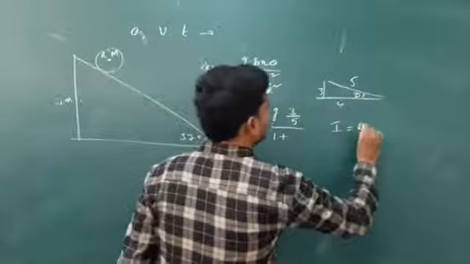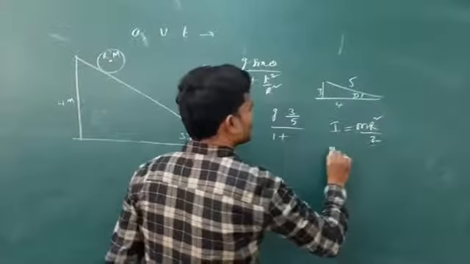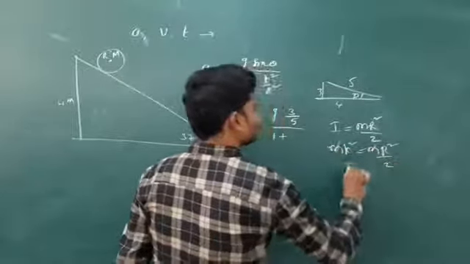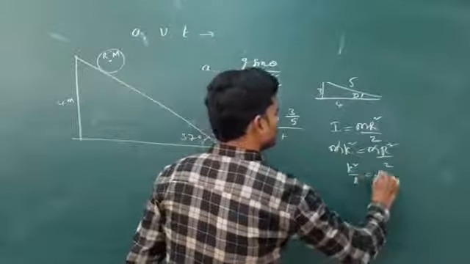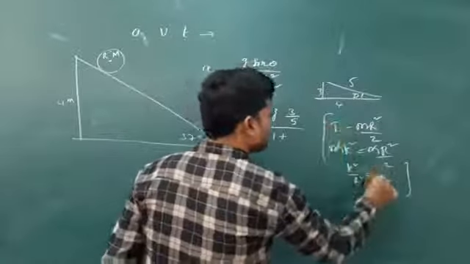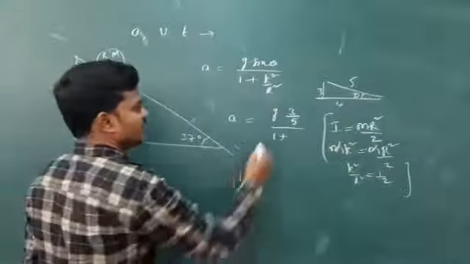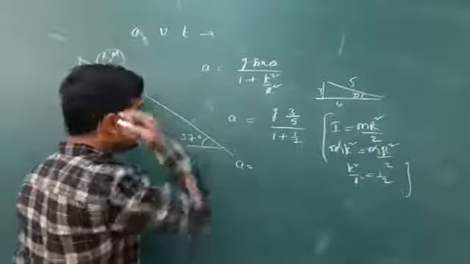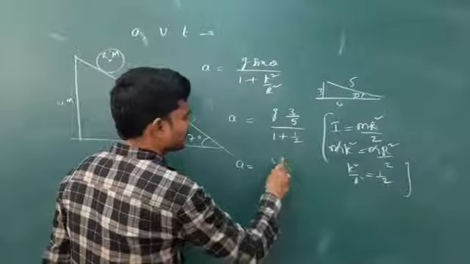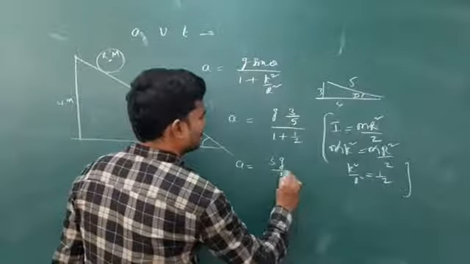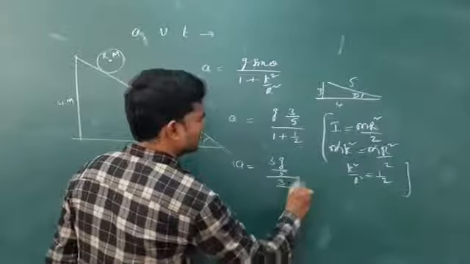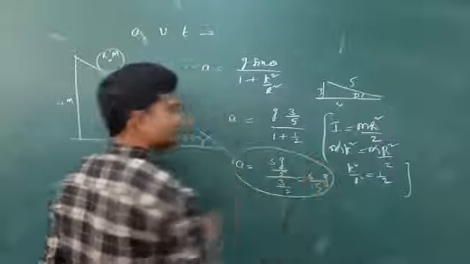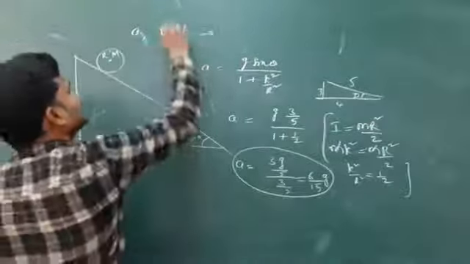So 3 by 5, and 1 plus k square by r square is 1 by 2. For a disk, we know I is mr square by 2, nothing but m k square, so k square by r square is 1 by 2. Just this number is the k square by r square. Now acceleration of the disk is 3g by 5 divided by 3 by 2, so 6 by 15 g.